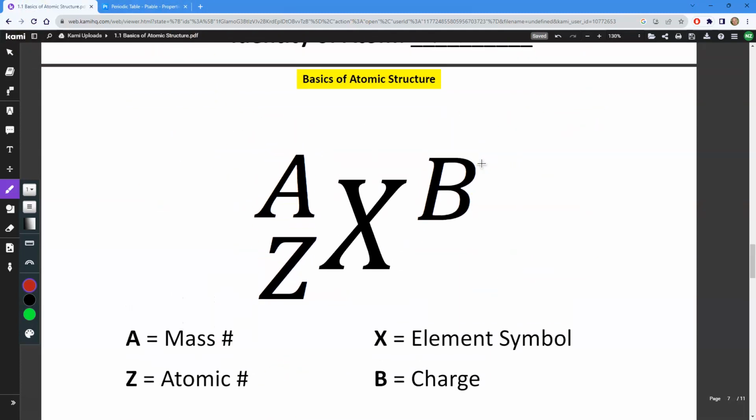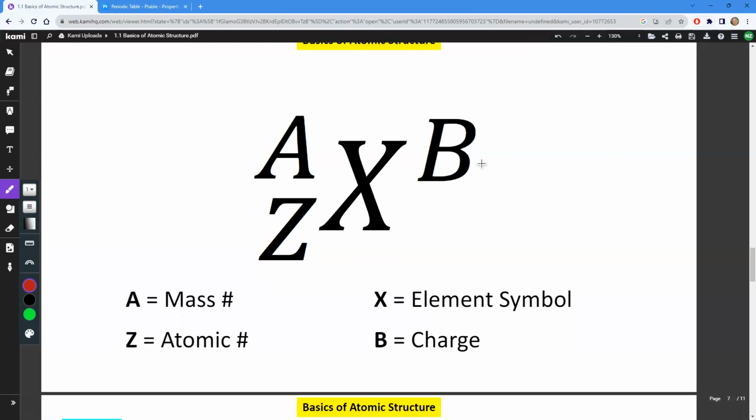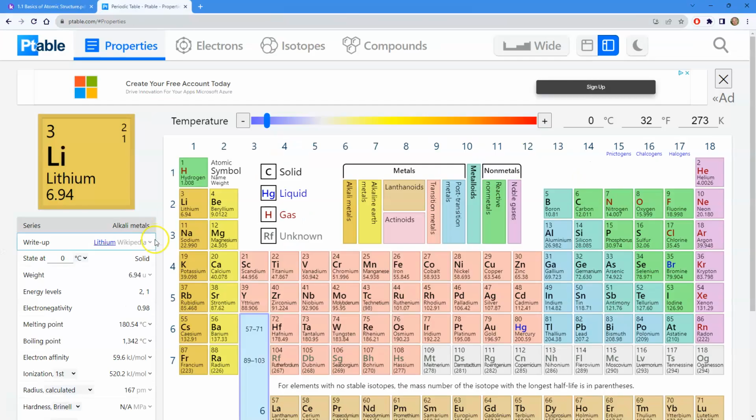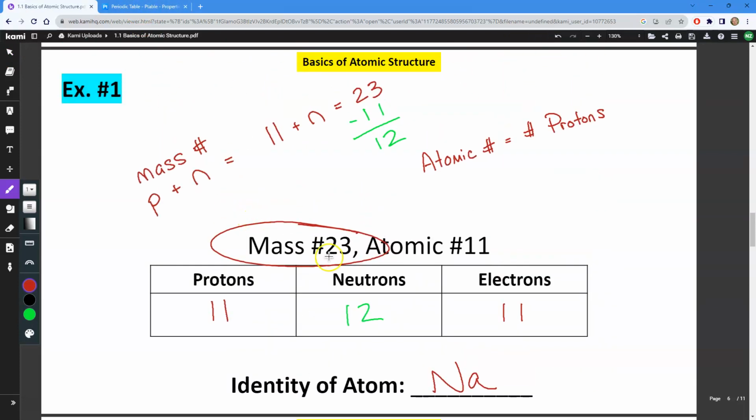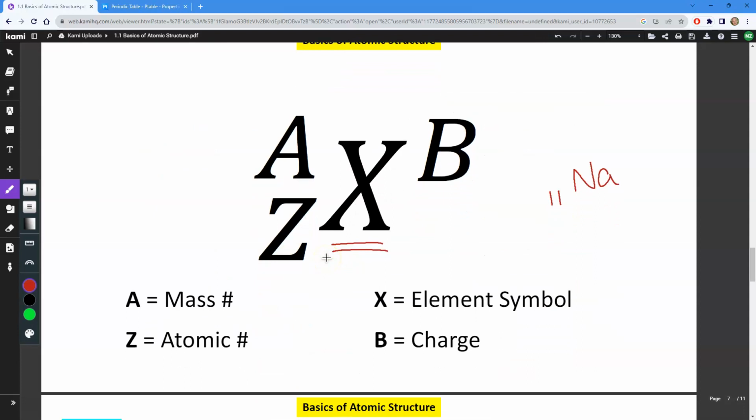Okay, this is isotopic notation. So when it's written in isotopic notation, X is going to be the symbol. So for the last one that we just did, it was sodium. It would look like this. We'd have sodium in the middle. Z represents the atomic number. And if you go back and look, sodium is number 11. A represents our mass number. So in that last example, our mass number was 23. So I would write 23 up here.